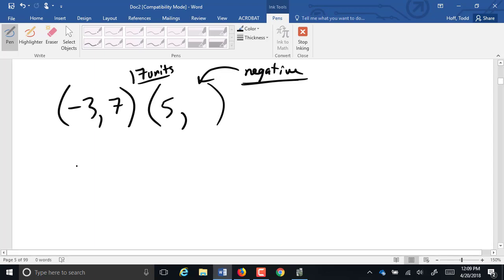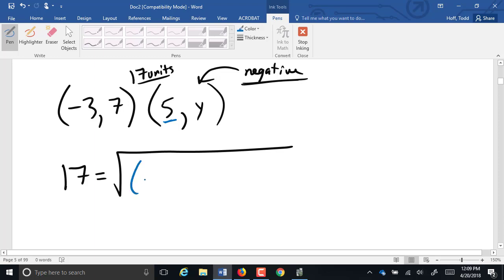So let's take a look at this. Now our distance is 17. That's going to equal the square root of, I'm going to call this missing coordinate here y. x2, the x coordinate of point 2, is going to be 5. Minus x1 will be the negative 3. So we have to be careful. This is minus a negative 3. Got to make sure both negatives are in there. Some might put parentheses around that negative 3 to keep it straight. Plus, now y2 is going to be just the y, minus y1 will be the 7. That's going to be squared.